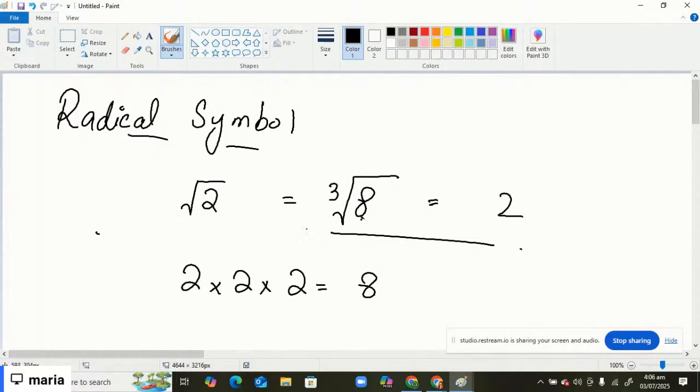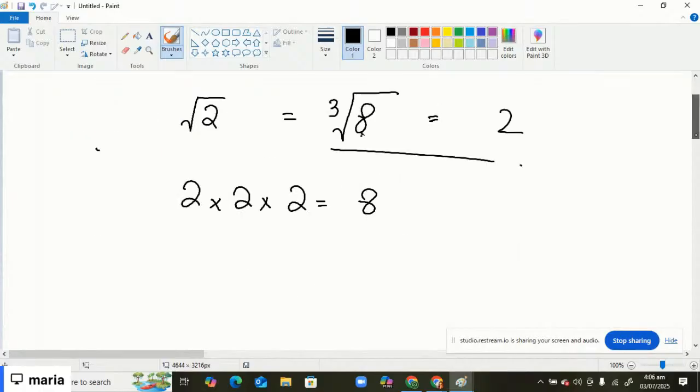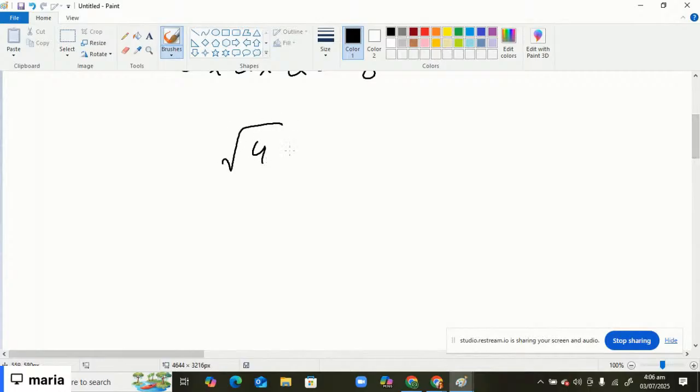And what is the meaning of the square root? It means the number inside is the result of a number multiplied by itself 2 times. For example, here is 4, so the answer is 2. Why? Because 2 times 2, which is 2 squared, gives 4.